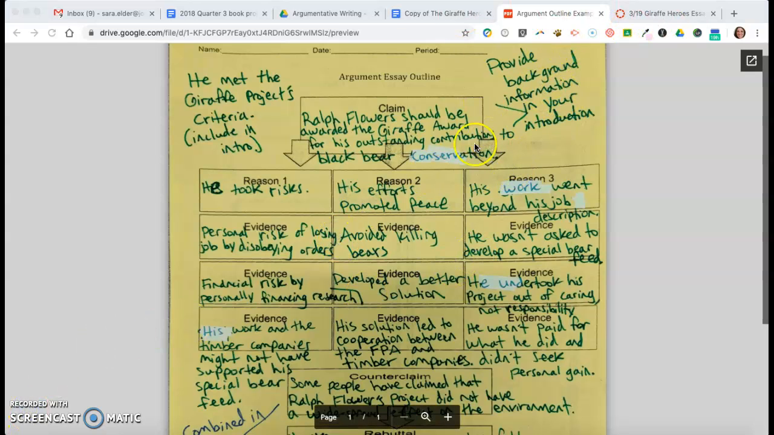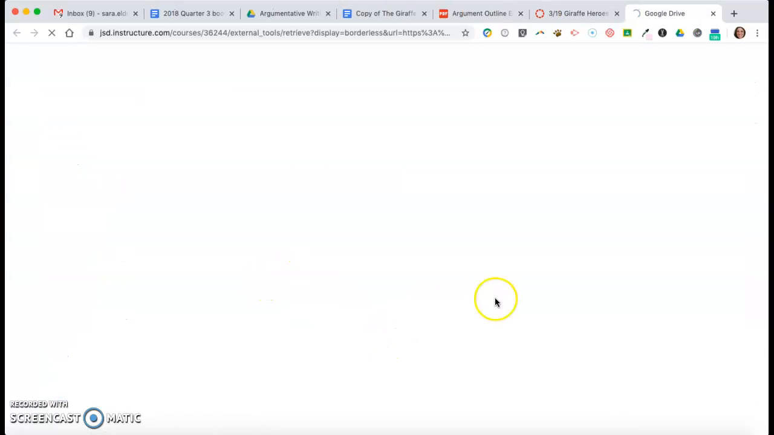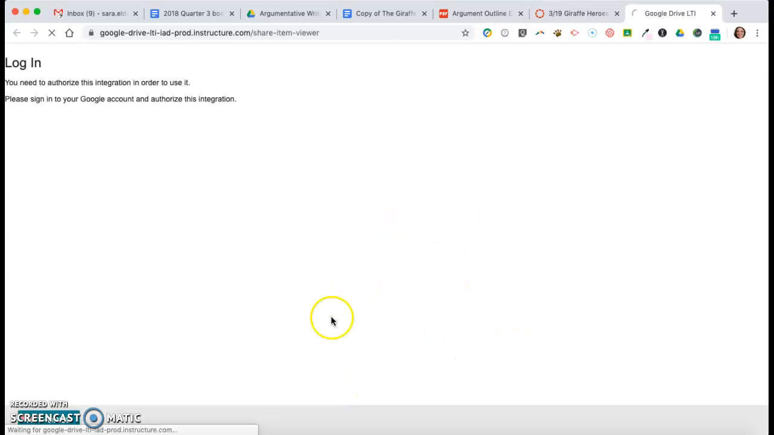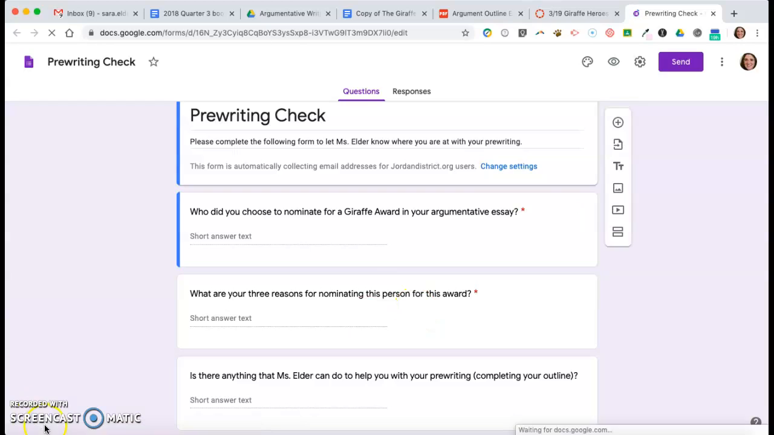When you are done completing at least half of your outline, please go back to the assignment page in Canvas and complete this pre-writing check. It's a 3-question Google form that lets me know where you're at and if you need any help completing your pre-writing for this assignment.